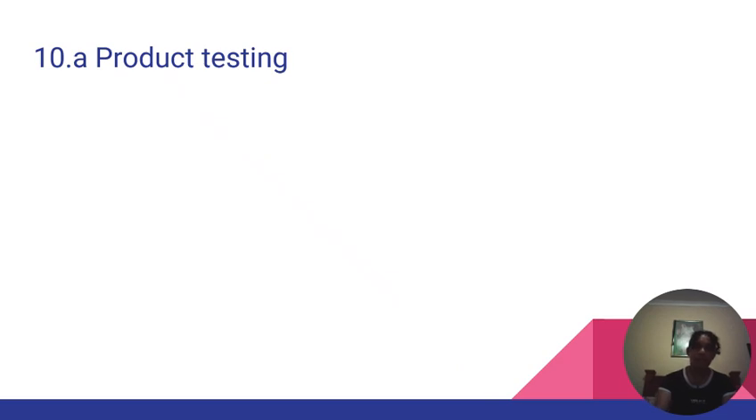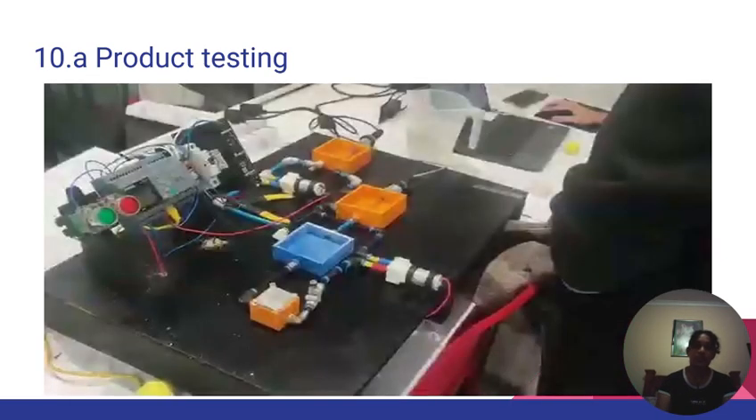And this is my product testing. So in the beginning, while testing, it was a little bit messy. Water was splashing everywhere, but this was still me testing everything before I had the end product where it actually worked, and I was really happy.